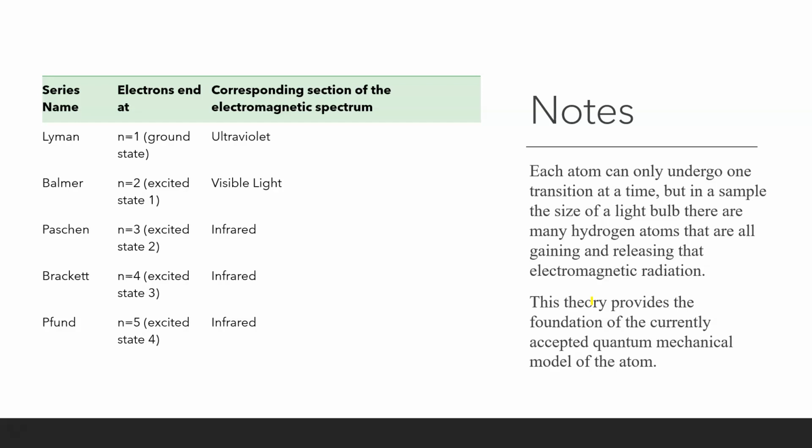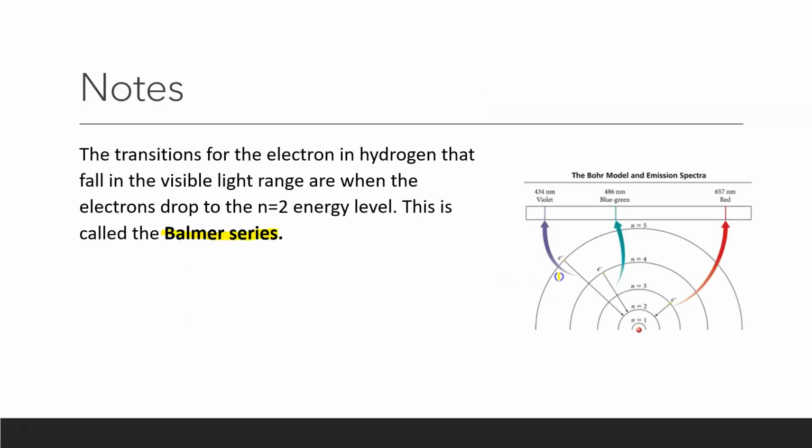So each atom can only undergo one transition at a time. So one atom can do one of these for hydrogen at a time. But in a sample size of a light bulb of hydrogen, there are many hydrogen atoms that are all gaining and releasing electromagnetic radiation. So some will be doing this one, some will be doing this one, and some will be doing this one, but not all three at the same time. And so because some are doing each one, you will see all 3 or 4 colors.